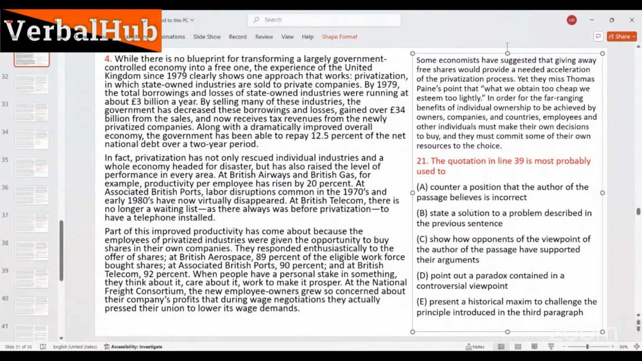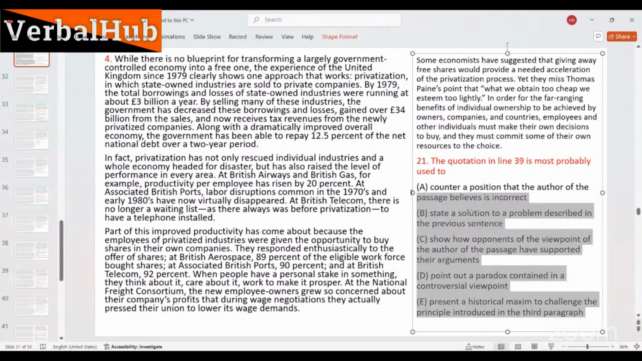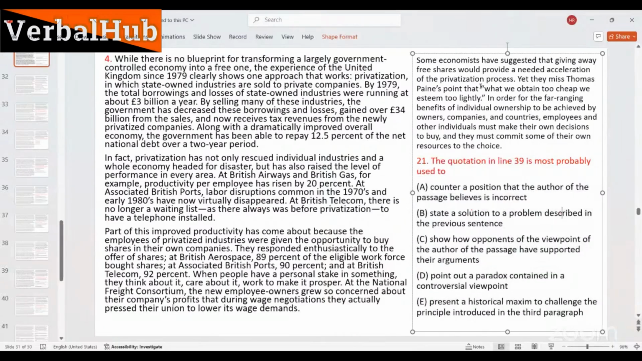Okay, so what if you now go with the terminologies? Some economists, yet, means counter. Some economists, yet they miss Thomas Paine's point, this is called counter, and that is A. Got it? Yet, the opposite, that is called counter.